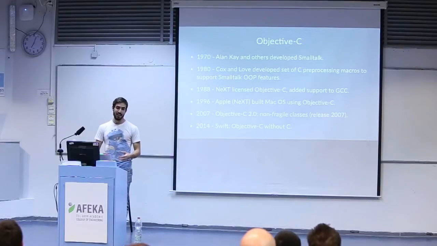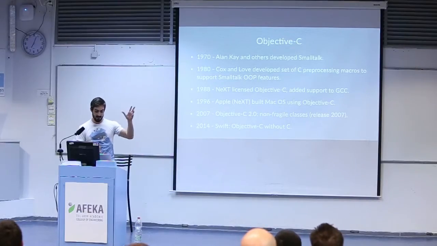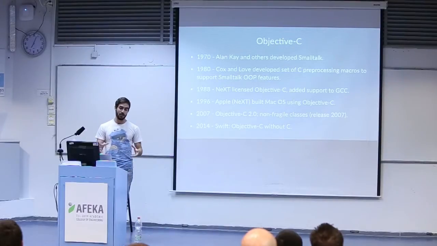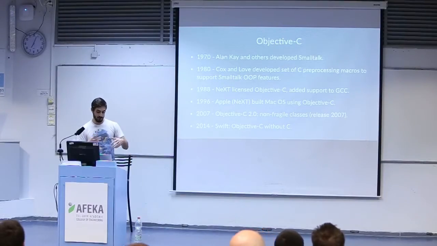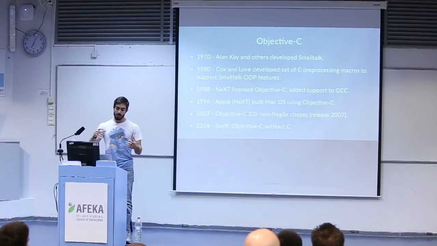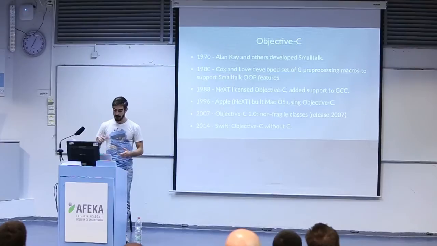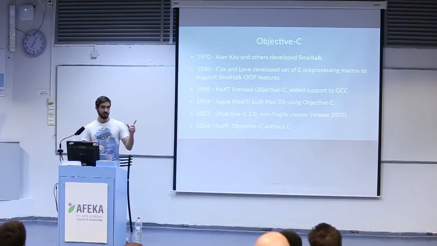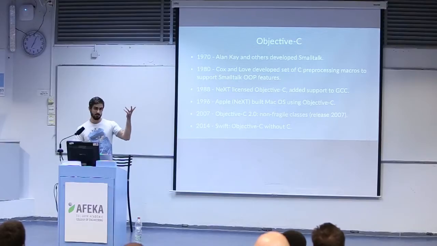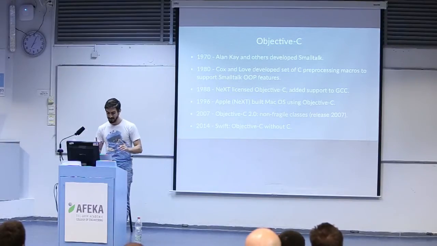So let's talk a bit about history. Objective-C started in the 70s, by Alan Kay, who created Smalltalk, which is the first kind of approach to object-oriented programming. Then 10 years later, there were two guys, Cox and Love. One of them worked at Xerox that was bought by Apple. So they took Smalltalk and created a set of C preprocessing macros to work around the lack of object-oriented features in C.